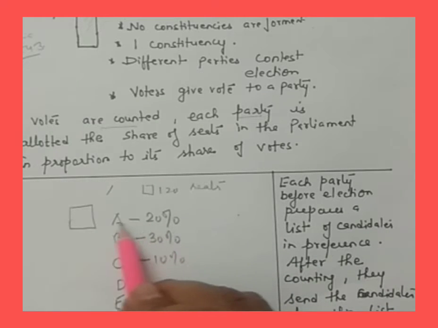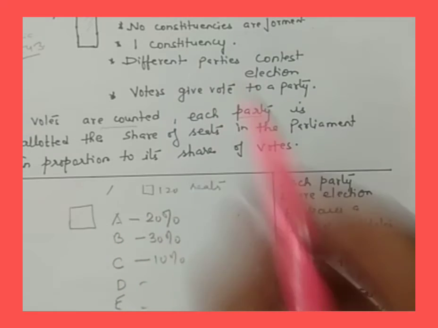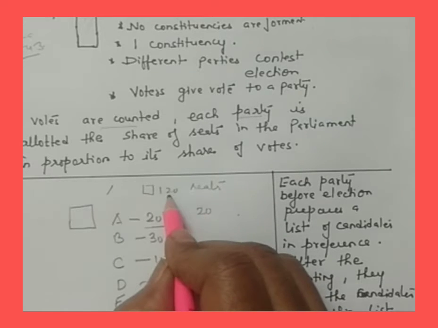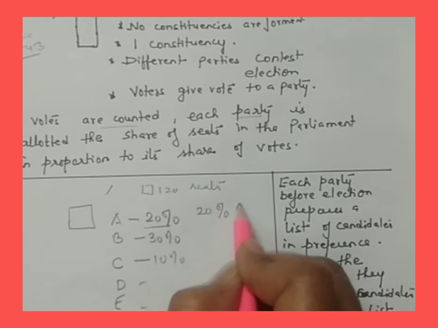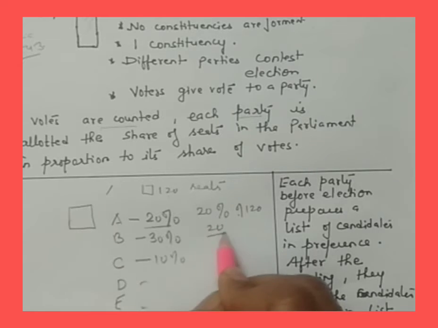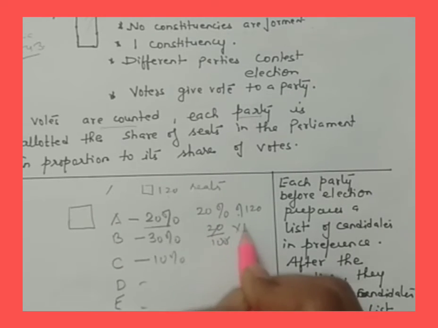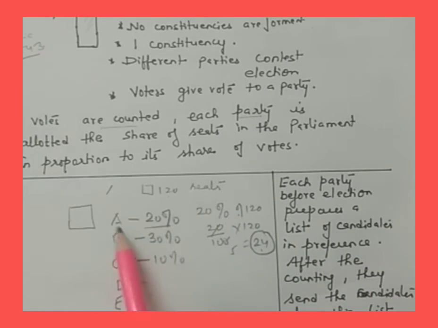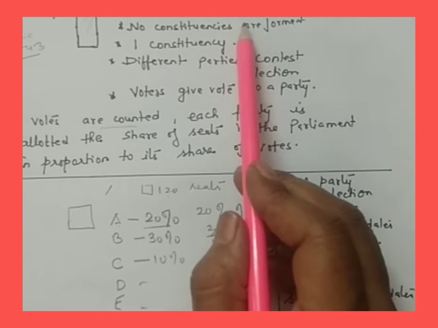So how will these parties be allowed to send representatives to the parliament? That depends on this 20%. How many seats are there? 120. So 20% of 120 will be how much? Let's see the calculation. 24. It's coming as 24. That means after the election is over, party A will be allowed to send 24 representatives to the parliament.